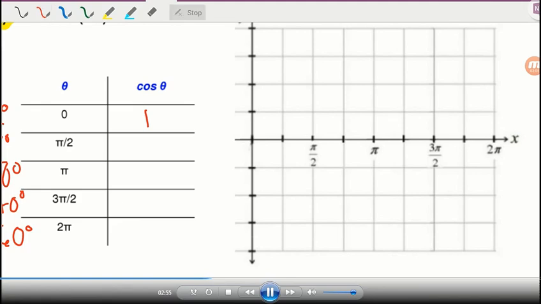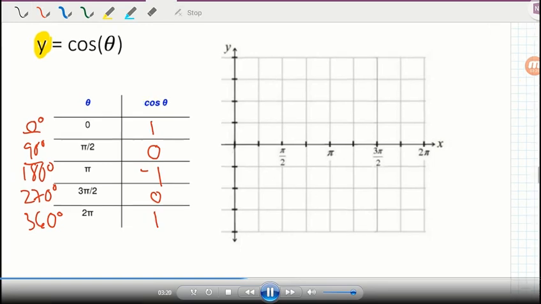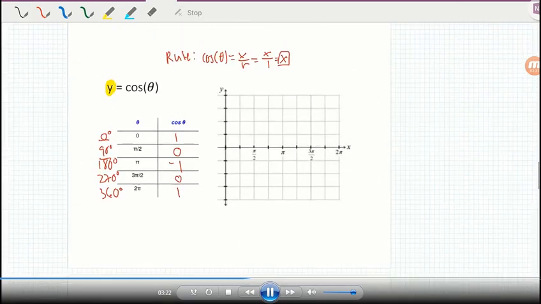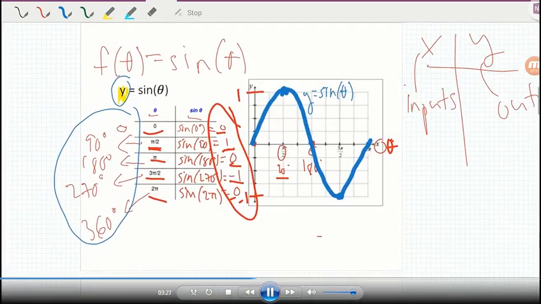So cosine of 0 degrees is equal to 1, and then we basically just go back to reference the xy axis. Cosine of 90 degrees is 0, and then it's -1, and then it's 0 and then 1 again. All right, it's just all about going back and looking at the xy axis that we always reference. And so now we're just going to go ahead and plot them.